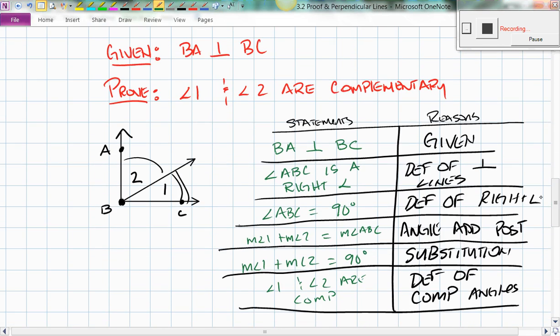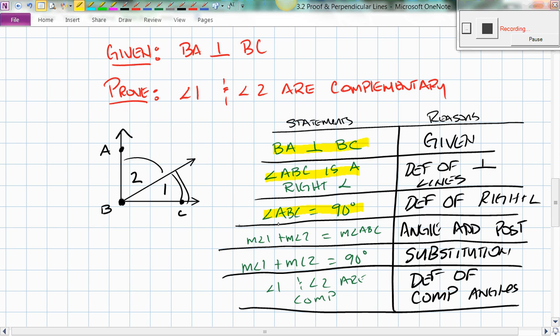So here is what we did, right? We start with the given. So BA is perpendicular to BC because it's given. Well, if it's perpendicular, then that means that angle ABC must be a right angle. That's the definition of perpendicular lines. So now we know that. Well, if ABC is a right angle, then ABC must be 90 degrees. Right, so I'll highlight these as we go, right? So we did that one now here. So ABC must be 90 degrees because it's a right angle. That's the definition of right angle.